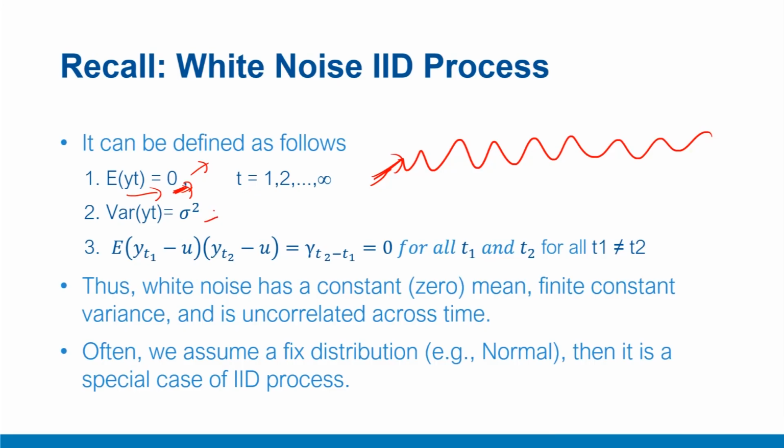Also, for this white noise IID process, we said that its variance is constant, and because there is no deterministic structure, its autocorrelation structure is zero. There is no autocovariance, there is no discernible pattern for all the t's which are not the same. So this white noise process has a zero mean, finite constant variance and is uncorrelated across time. We also put a normality assumption, which is a good assumption to follow.